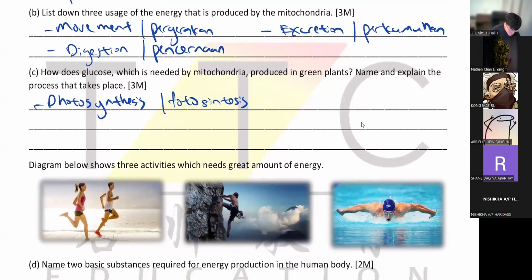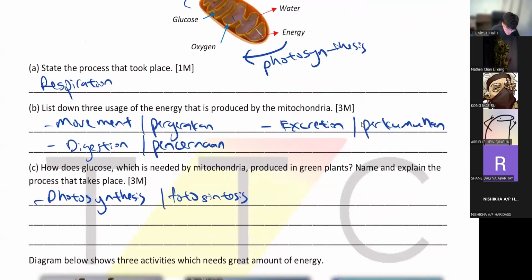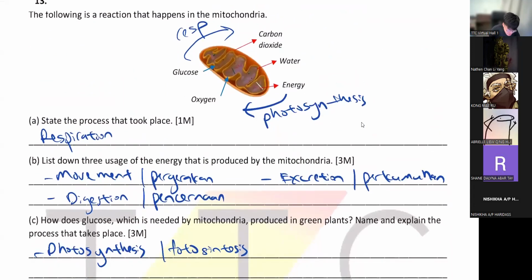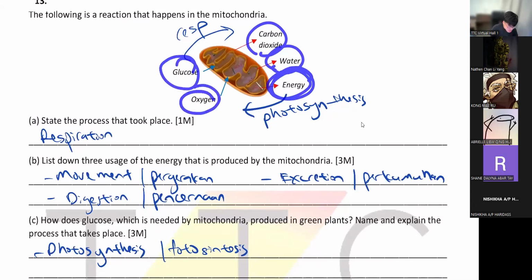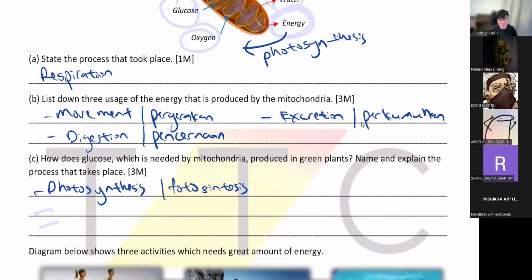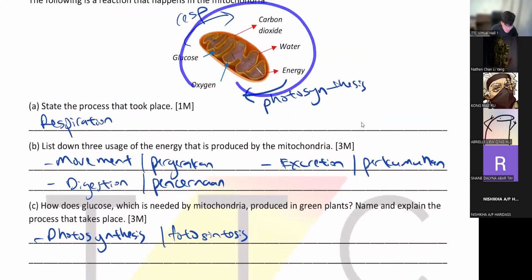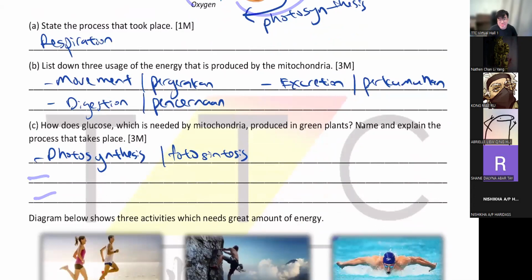Okay, so photosynthesis. What's happening here? Photosynthesis basically uses carbon dioxide, water, and sunlight. That's one mark, to create glucose and oxygen. So you write the rest of this on your own lah. Basically, you just describe this whole thing. You get 2 marks here.